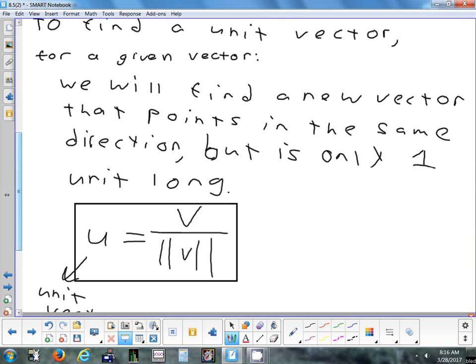Okay? And the idea is you take the vector and divide it by its length. Or some of you said to do this. Take the vector and multiply by 1 over its length. That's the same thing. So really we're doing a scalar product here. So anytime you want to find a unit vector, the first step is to find the length. If it already is 1 unit long, you don't have to do anything. If it's not 1 unit long, follow the formula.